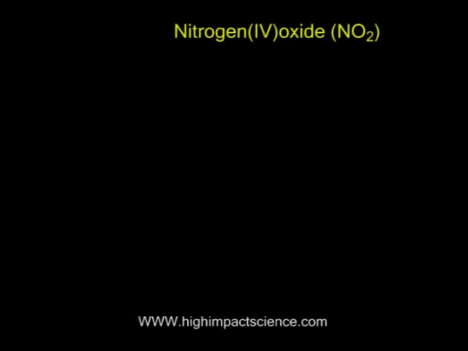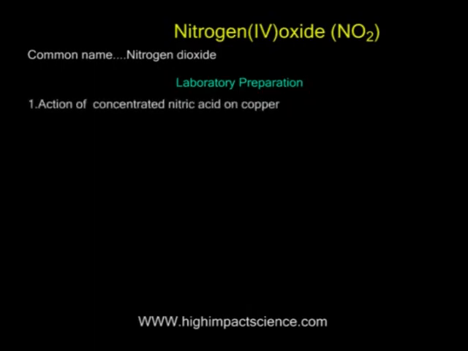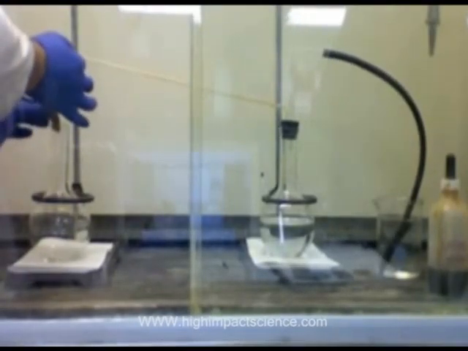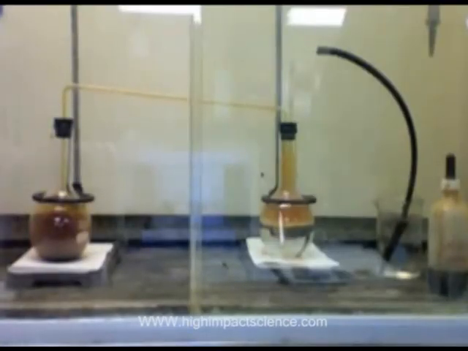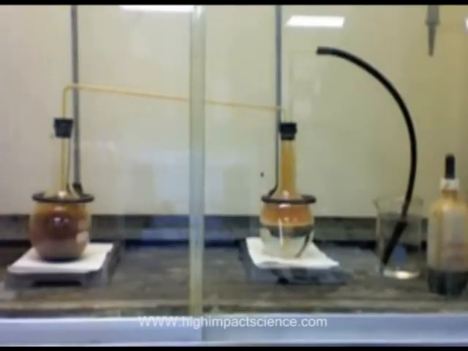Next, nitrogen 4 oxide. Nitrogen 4 oxide is commonly called nitrogen dioxide. It is a poisonous substance and should therefore be prepared in a fume chamber or in the open. It is usually prepared by the action of concentrated nitric acid on copper. The gas is collected by downward delivery or upward displacement of air because it is denser than air itself.